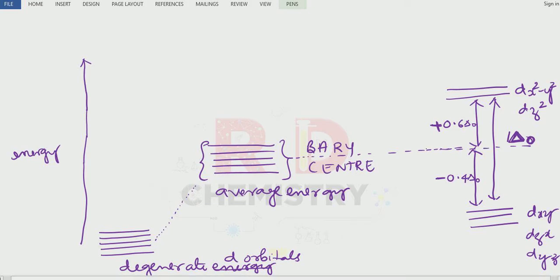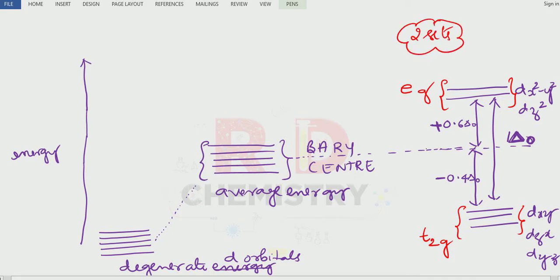Okay, these two have got more energy and these two have got less energy, and these are represented by T2G for these three types of the d orbital which are in between the axis. The ones which are on the axis are called the EG orbitals. So 5 types of d orbital will split into two sets of d orbitals having different energies, and these sets are called the T2G set and EG set.